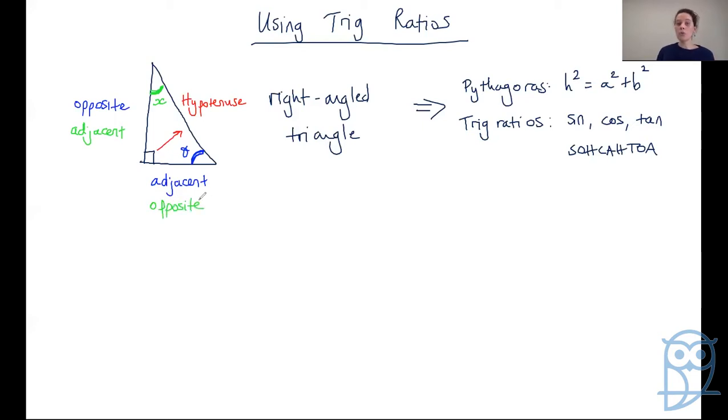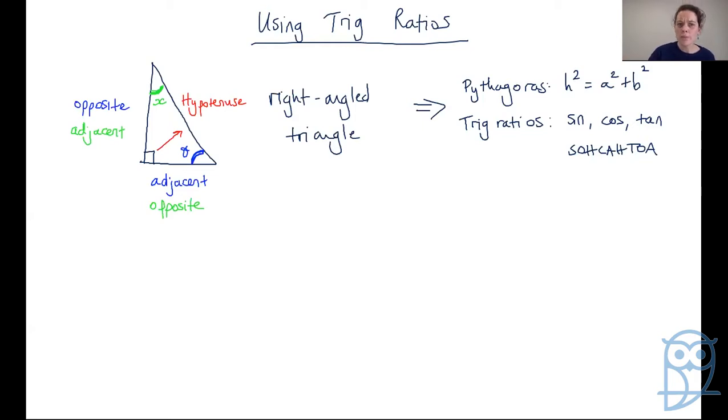So which side is opposite and which side is adjacent depends on which angle we're looking at. Hypotenuse always stays the same. He's always opposite the right angle. So we have our trig ratios, sine, cos, tan. We have SOHCAHTOA. We can figure out who's adjacent and who's opposite.